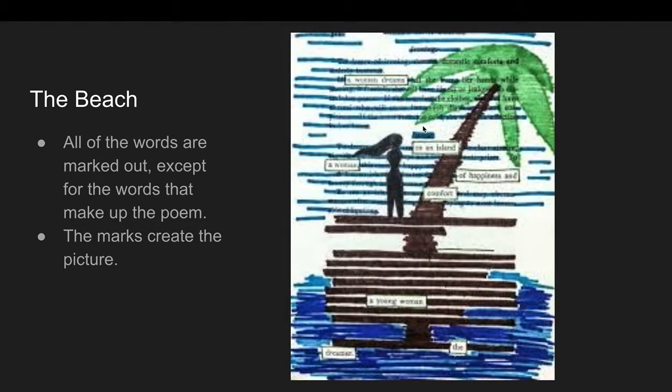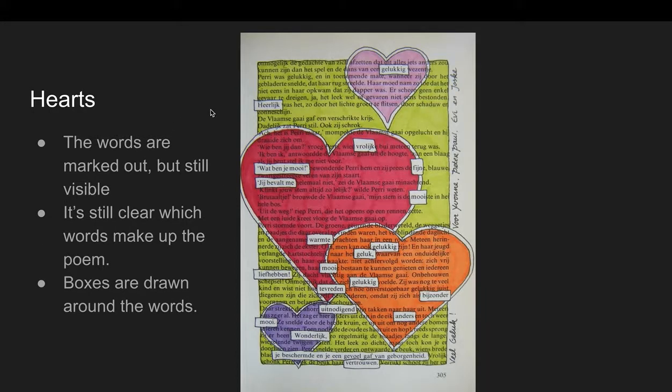So I'm going to show you other examples of what your blackout poem could look like after you select which soliloquy you're going to use. But here's one called The Beach. All the words are marked out except for the words that make up the poem. The marks create the picture of the theme of that document. Here's one called Hearts. So in this one, the words are marked out but still visible. It's still clear which words make up the poem. Boxes are drawn around the words there.